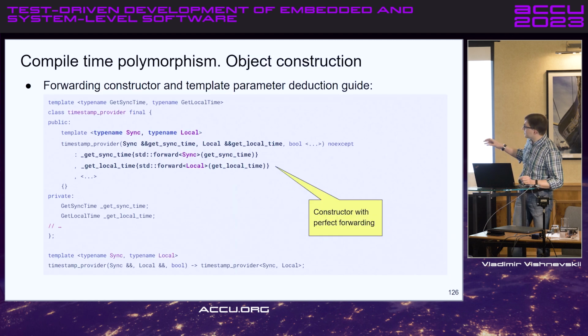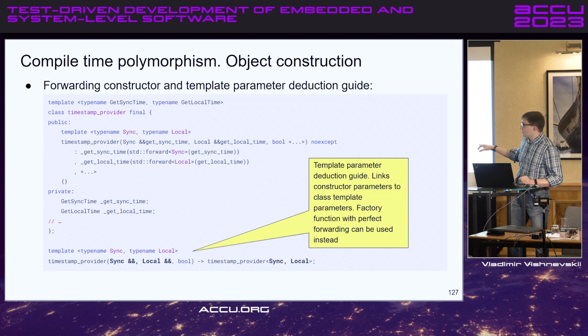Here it may look a bit complex. So the idea is that timestamp provider becomes a template. We use the forwarding constructor, with perfect forwarding, so that is also a template. We use std forward to forward the arguments to our members, based on the type that was deduced from sync and local template parameters. And then we can also use the deduction guides just to link those constructor parameters to template parameters.